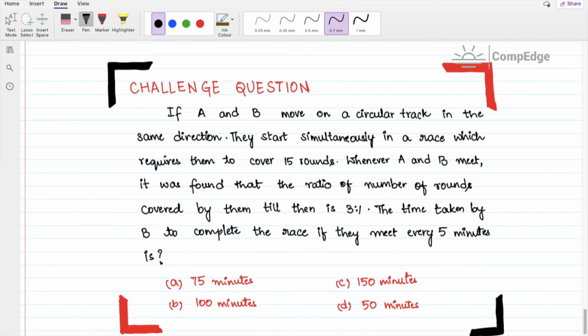Now, this is the challenge question of this video. Try to answer this challenge question in the comment section. You can use all the concepts that are discussed up to this video. So in this video, we dealt with all about the relative speed concept. In our next video, we will be discussing all about trains and the concepts related to it.